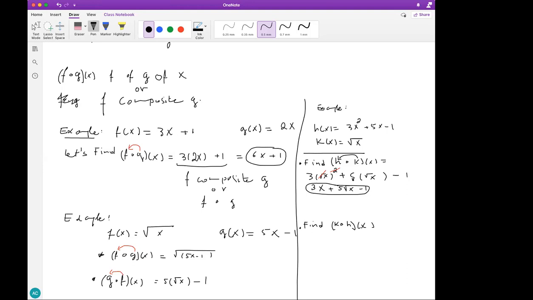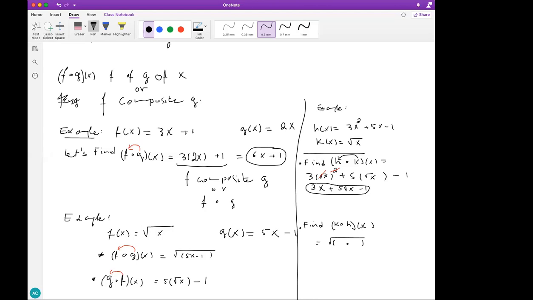The next one this time is the other way around. It's K of H, not H of K. Always start with the first one, write it down. So we're going to write K first. K is given, it's this. So we're going to write the K, but without the X. Just leave a blank for that X or parentheses. So we're going to write radical, and this is the X.